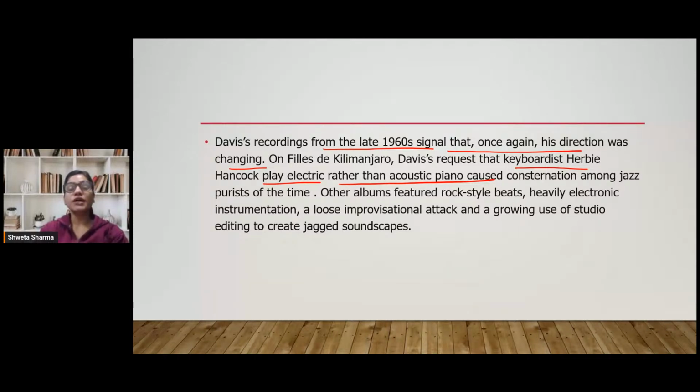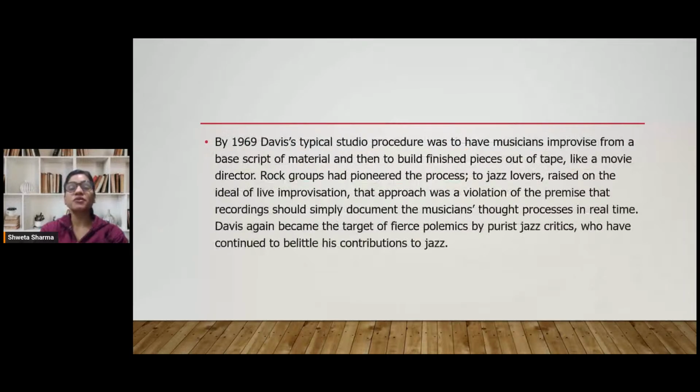Other albums featured rock-style beats, heavily electronic instrumentation, loose improvisational attack, and a growing use of studio editing to create jagged sound spaces. So by 1969, Davis's typical studio procedure was to have musicians improvise from a base script of material and then to build finished pieces out of tape like a movie director. Right? So his work was now to have musicians improvising from a base script, like what they were creating earlier, and then to build finished pieces out of tape like a movie director.